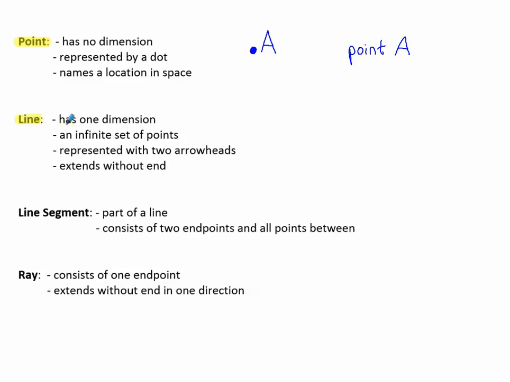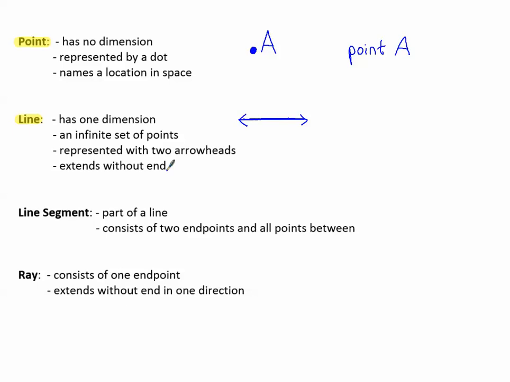A line has one dimension. It is an infinite set of points. So if we take point next to point, next to point, and we keep doing this an infinite amount of times, it's going to eventually be what you're used to seeing as a line, represented with two arrowheads, because the arrowheads mean that it extends without end, never ends.